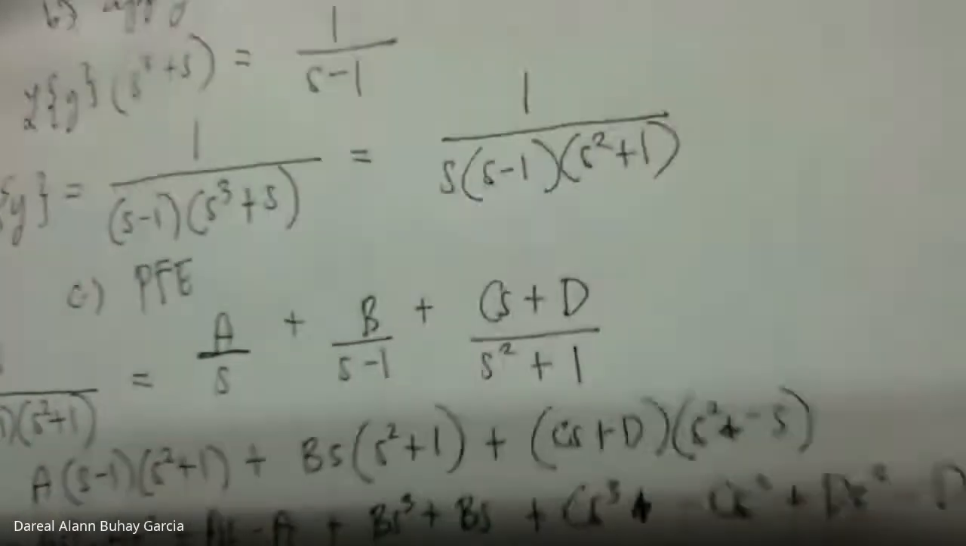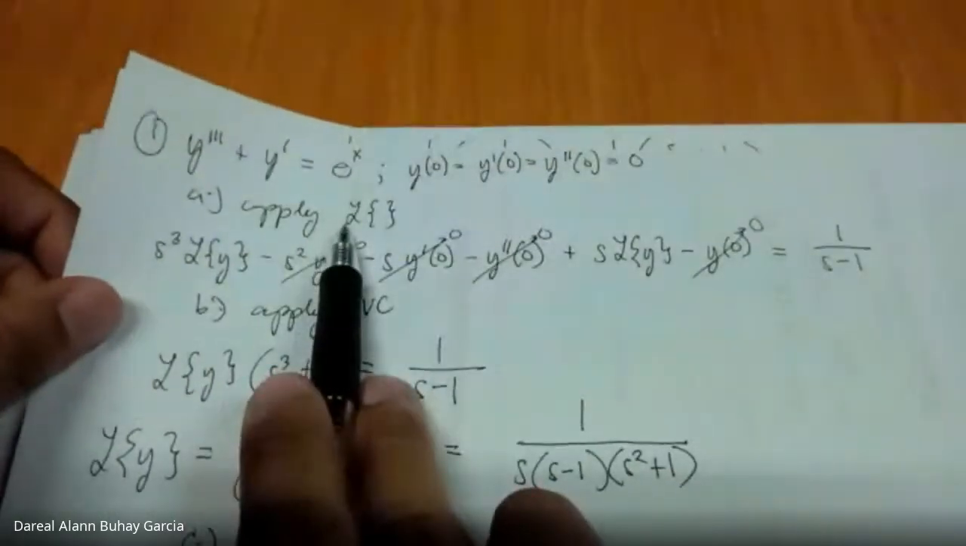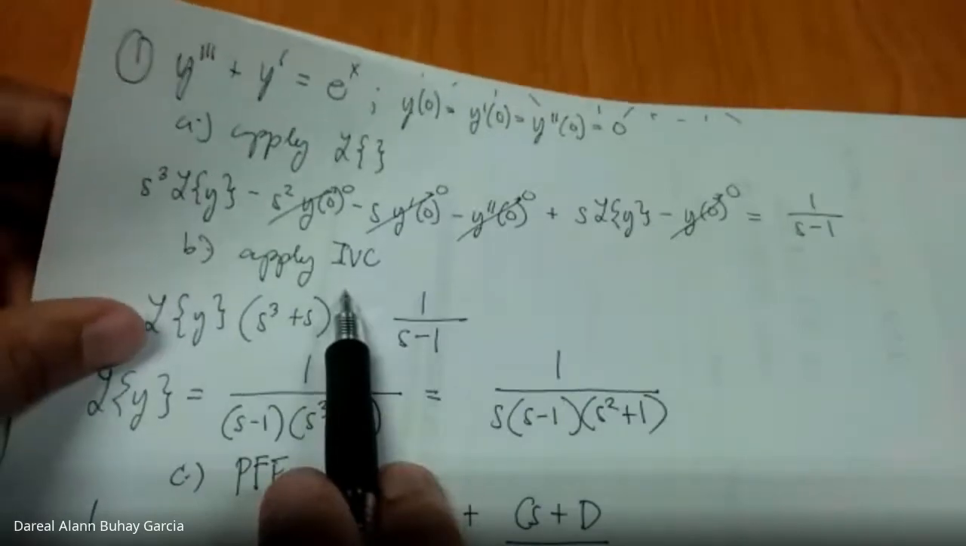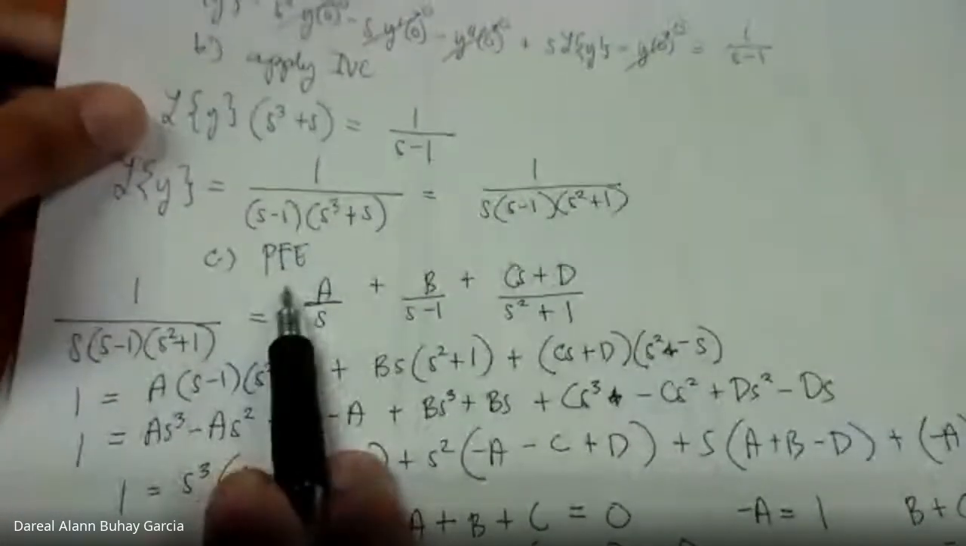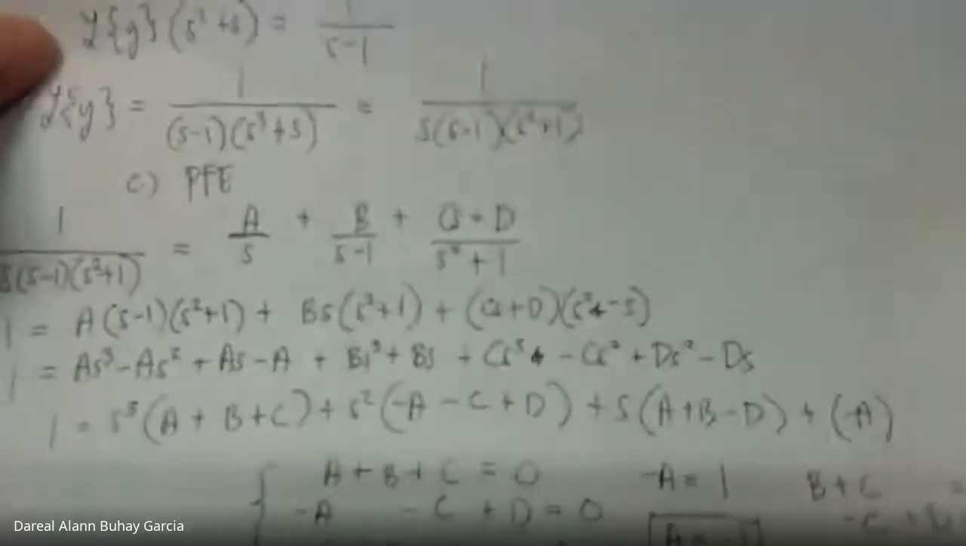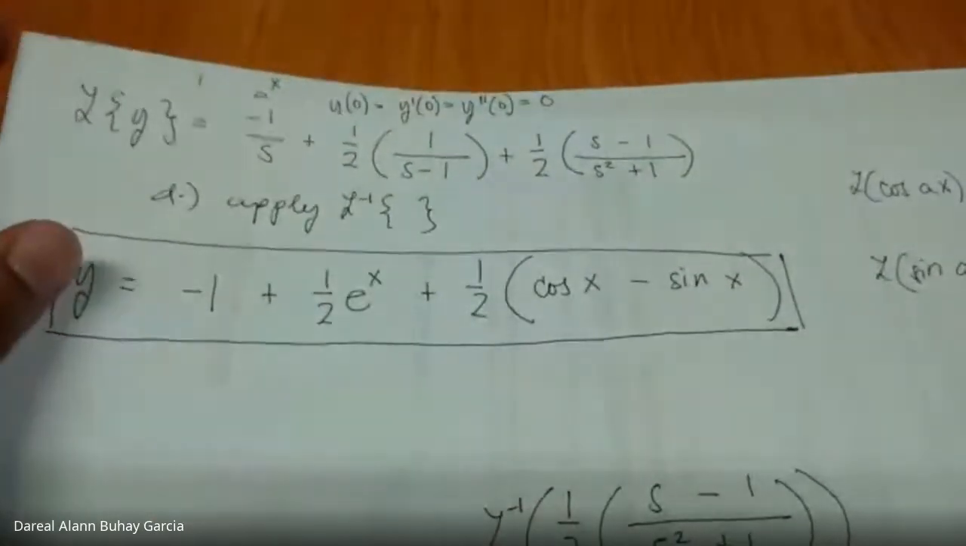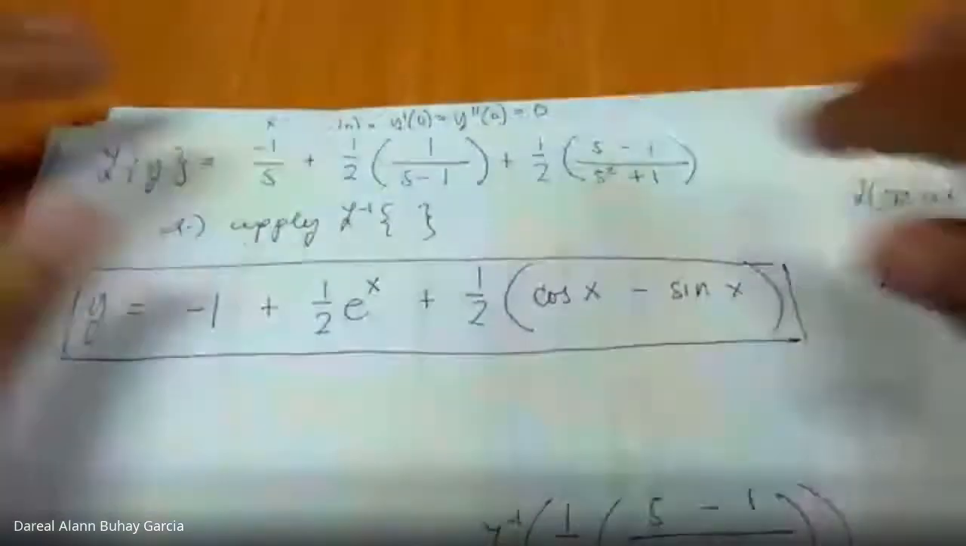Relatively speaking, this is easier. The steps are predefined, as long as we have the table. Step 1, apply Laplace transform. Step 2, apply initial value conditions. Step 3, partial fraction expansion. And step 4 is inverse Laplace. That's it, and more of algebra in between.